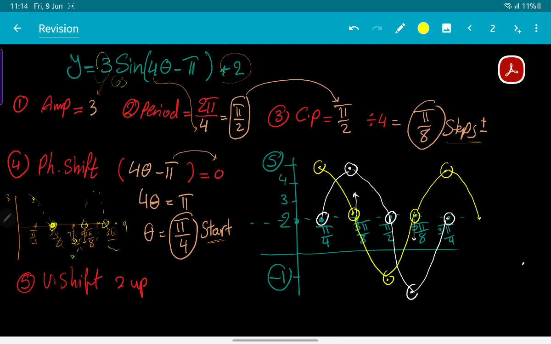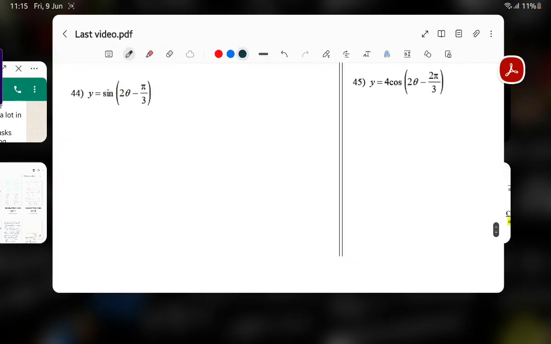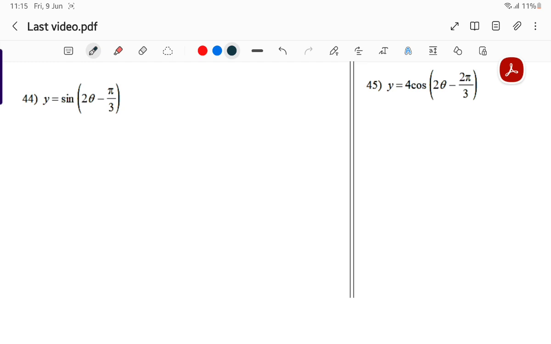Can you screenshot this or write it on a different paper and try this? The red parts, try this here. Amplitude is 1, period is 2 pi divided by this, which is 2. It's pi. Then divide by 4, because we always divide the period by 4. It's pi over 4. So this is your steps.